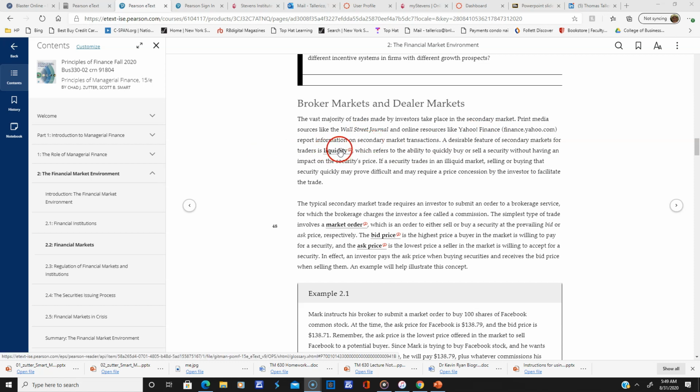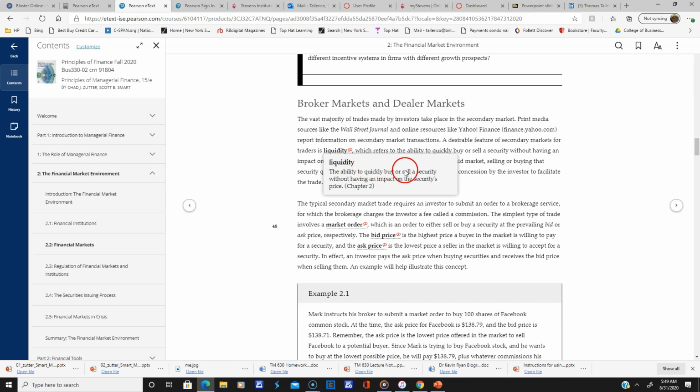And let's look at the word liquidity. The ability to quickly buy or sell a security without having an impact on the security's price. So if something in general is very liquid, there's a lot of it, okay? And you won't affect the price too much.